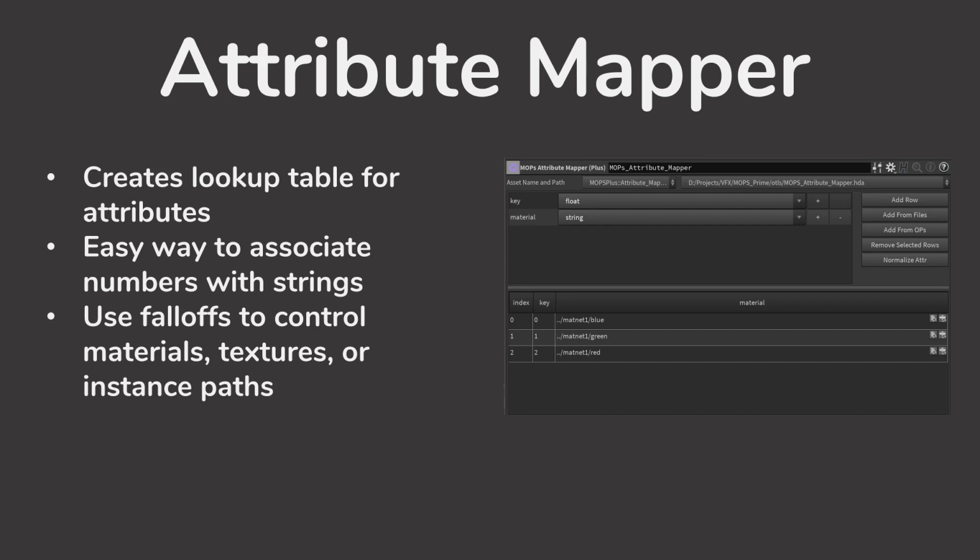Rows in the top table become columns in the bottom table, so you can see that there's a row for key and material up top, and then columns for key and material on the bottom, in addition to an index attribute that's automatically generated for you. It's a little confusing at first, but it'll make sense after you try it.